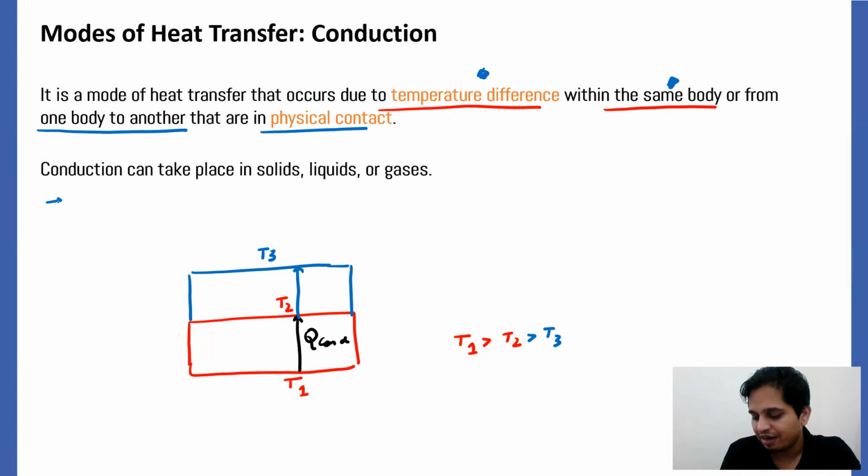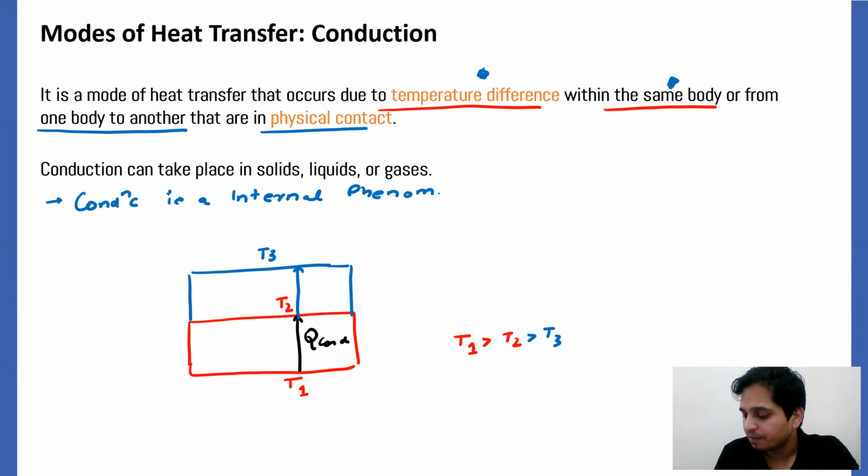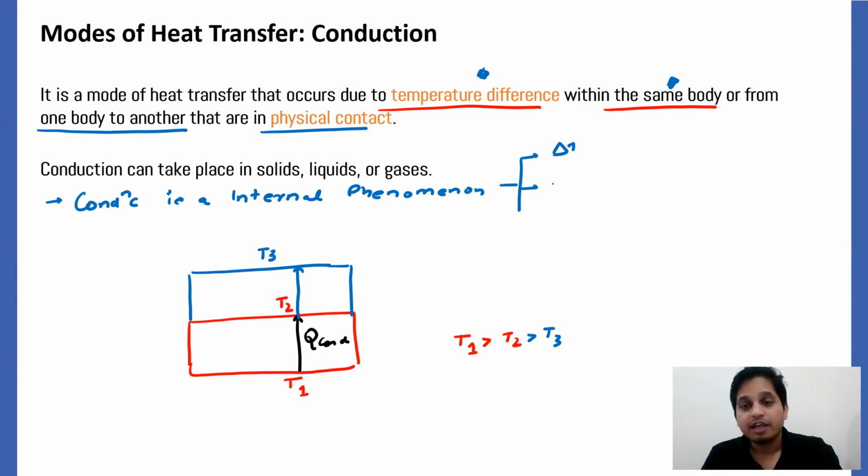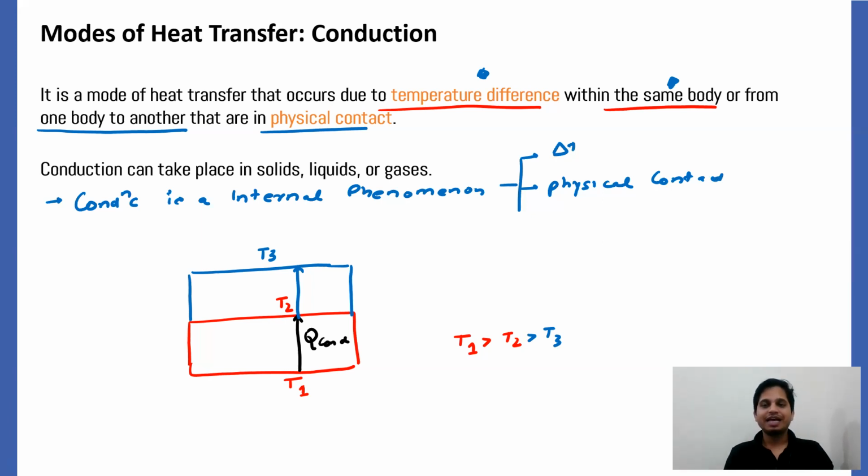So I can write here: conduction is an internal phenomenon. Why is it an internal phenomenon? It happens inside the body. What are the conditions? Look, first, a temperature difference must be there. And if it is happening from one body to another, then physical contact must also be there. So if these conditions are satisfied, then it is called conduction. It can take place in solids, liquids, and gases.